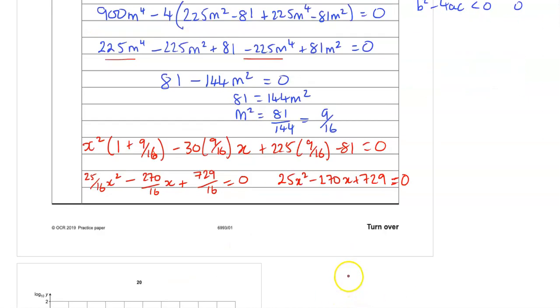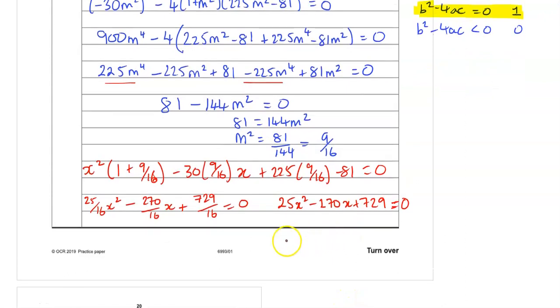And then we could use the quadratic formula on this, which will only give us one solution, which is 27 over 5, or 5.4 if you prefer that. And then if we put that into the y equals mx minus 15m, or into the circle, we get y is equal to 36 over 5.